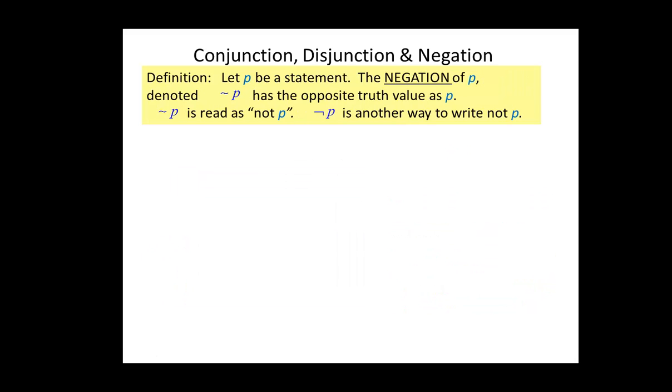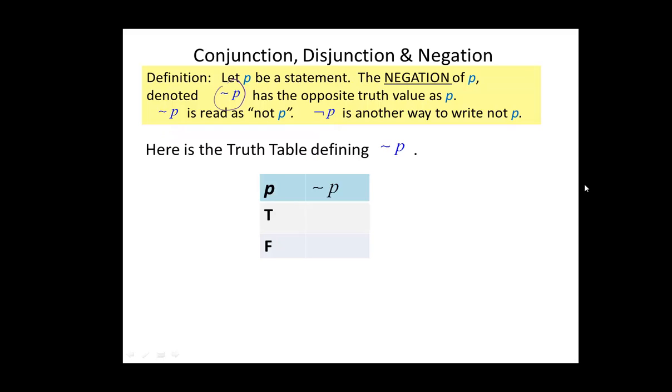Now we want to define negation. The negation, not P, or the negation of P, has the opposite truth value of P. And remember, there is this other symbol which can also be used. We have two symbols commonly used for negation. Here's the truth table. We just have P and not P. Well, not P has the opposite truth value, so when P is true, not P is false. When P is false, not P is true.